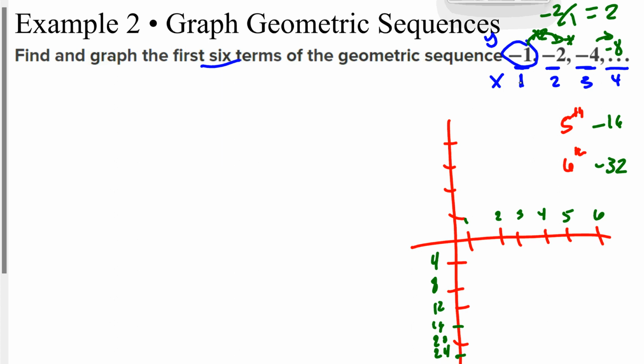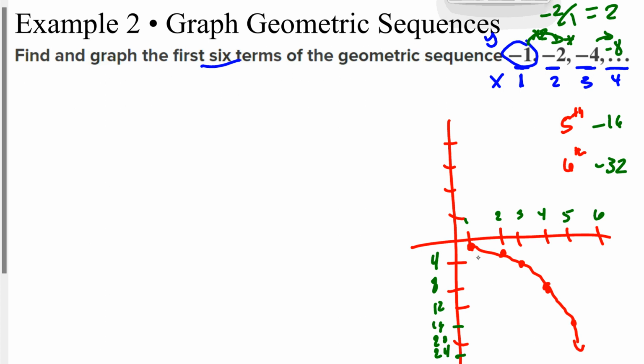So at 1, we're at -1, so maybe right there. At 2, we're at -2, so halfway. At 3, we're at -4. And then at 4, we're at -8, sorry. And then at 5, we're at -16. And then -32 is not even on the board. So it kind of looks like this, right? It curves. We can kind of see that.